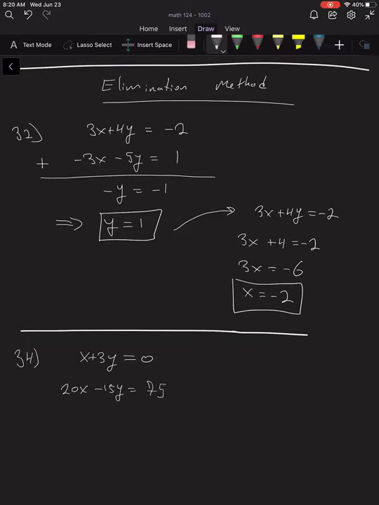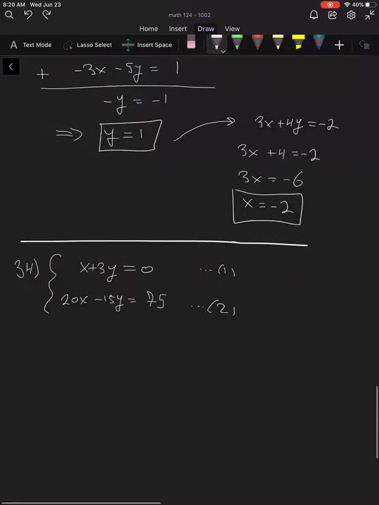So we want to use elimination here, but notice how there's nothing that we can just add and subtract quickly to, let's call this 1, let's call this 2. We can't just add or subtract these equations and something's going to cancel. Notice that if we just add or subtract, the 20x and the x aren't going to cancel. Same with this 3y and this minus 15y. So we have to do something else. Notice that what we can do is take this second equation and just divide everything by 5. So if we take this second equation and divide everything in there by 5, what this means is we're doing just 1/5 times the second equation.